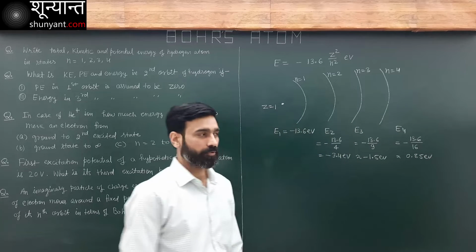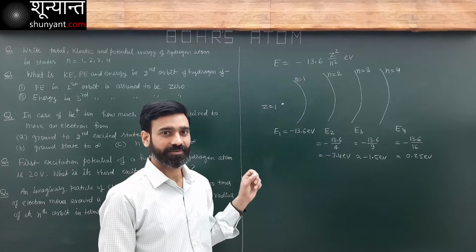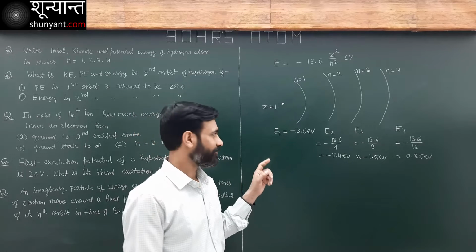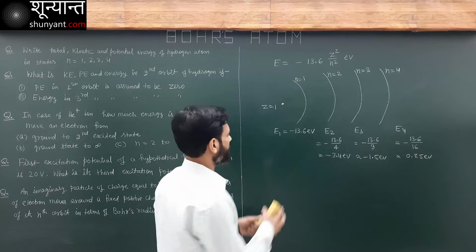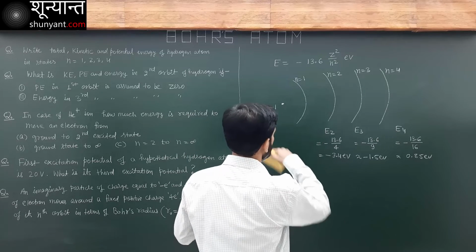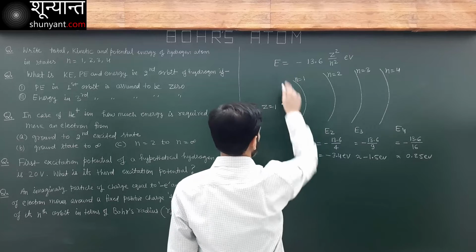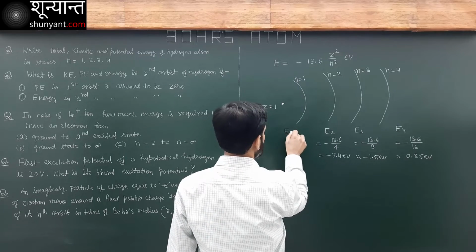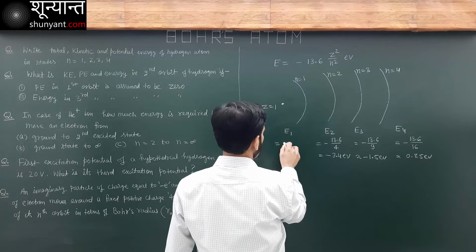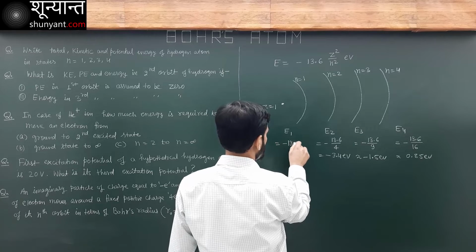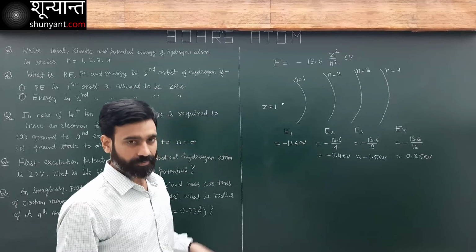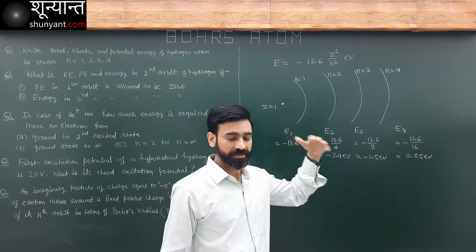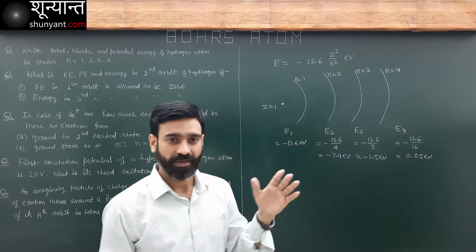Do I need to remember these values? Of course not. Obviously I don't have to remember them. I just have to remember this formula, that's it. Only this formula I need to remember, undoubtedly. You can calculate it for the 5th, 6th, 7th, 8th, any number of states; there are infinite possibilities.